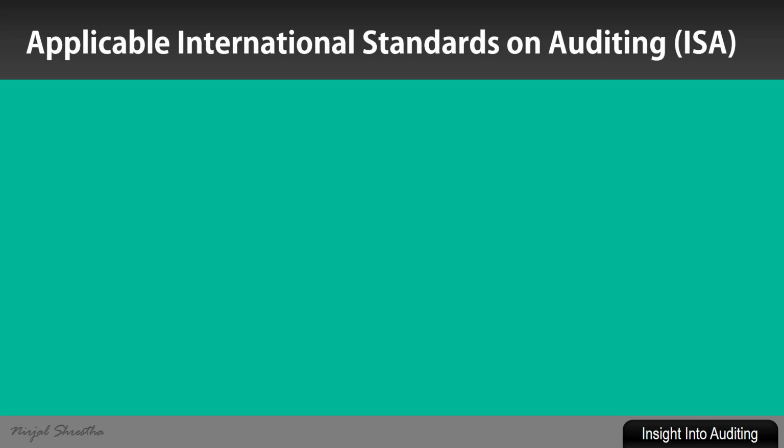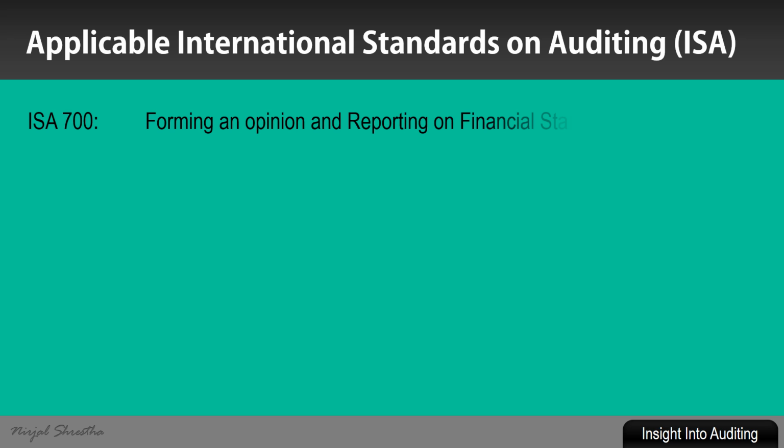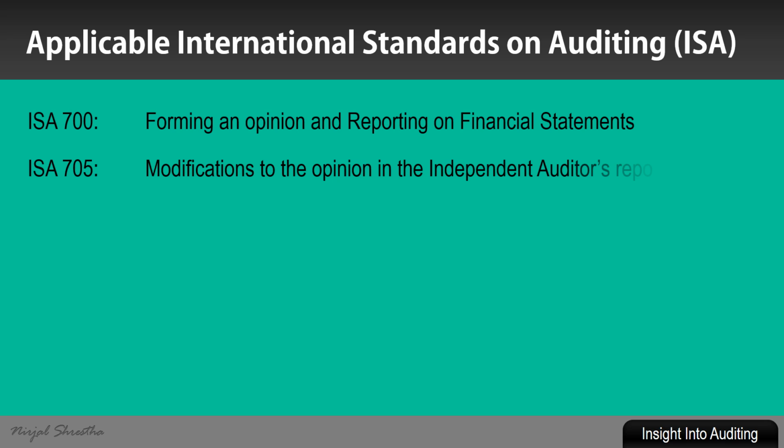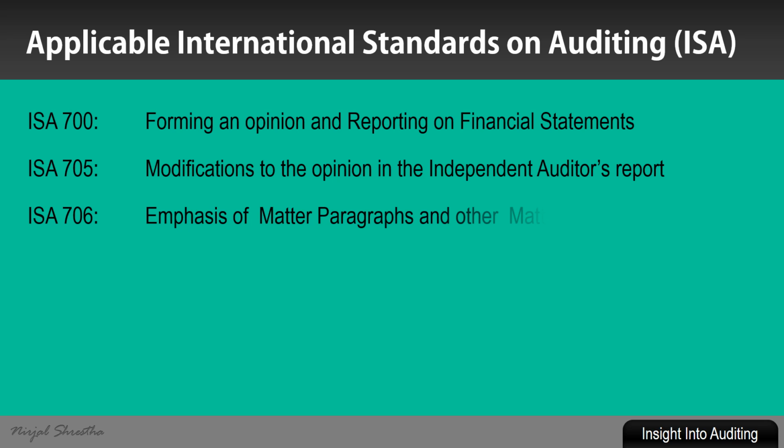Applicable international standards on auditing. ISA related to auditors' reports are ISA 700, forming an opinion and reporting on financial statements. ISA 705, modifications to the opinion in the independent auditor's report. ISA 706, emphasis of matter paragraphs and other matter paragraphs in the independent auditor's report.